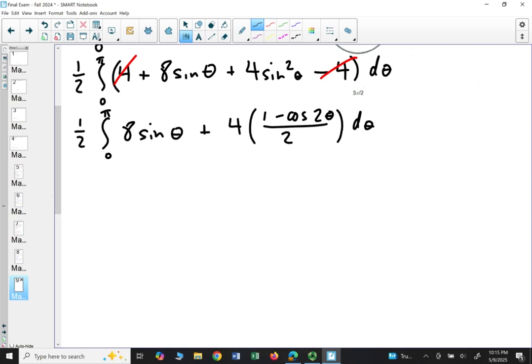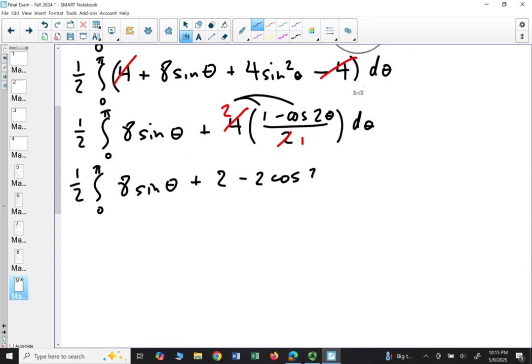Okay, now the 4 and the 2 will cross cancel. We'll be left with a 2 there. So we'll have the 1/2 integral 0 to pi of 8 sine theta plus, and then the 2 I could just distribute. So I have 2 minus 2 cosine of 2 theta d theta.